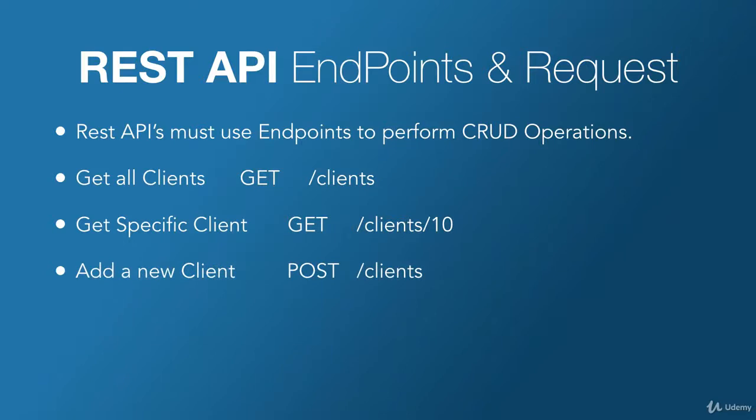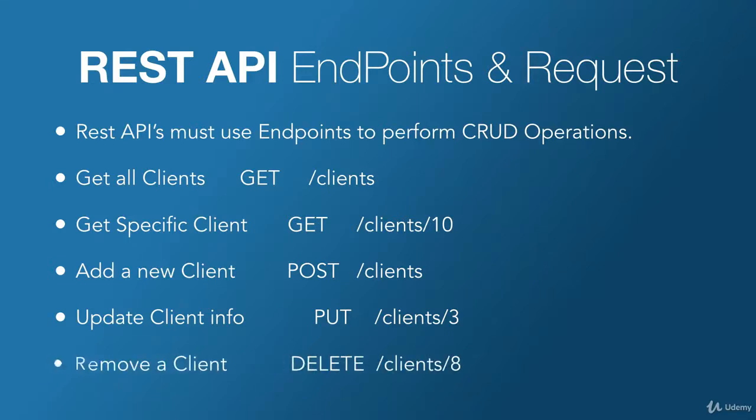If you want to add a new client, it's going to be POST. POST is going to add a new client, and the URL is going to be /clients. If you want to update the client info, the request is going to be PUT. Then you're going to use the endpoint /clients and the ID, which in this case, for example, is going to be 3. Of course, this ID is going to be different based on the client that you want to update. Finally, if you want to remove a client, you are going to send a DELETE request to the URL /clients and then the ID of this client.